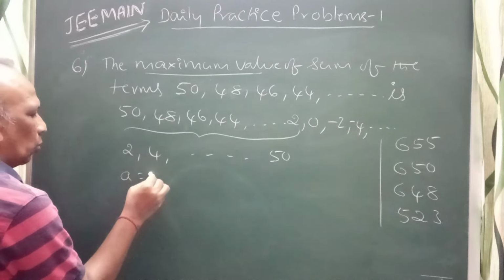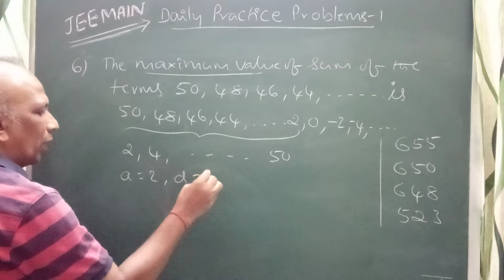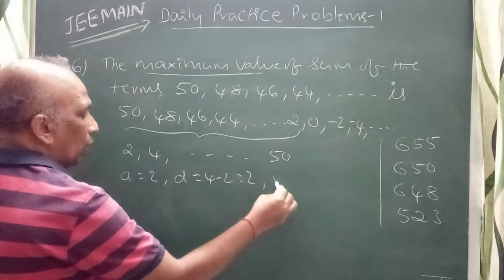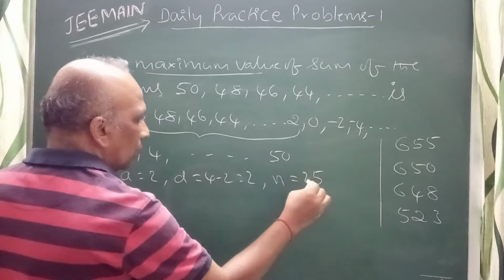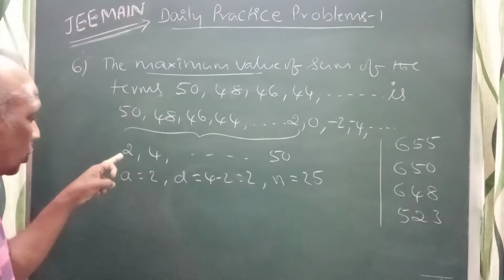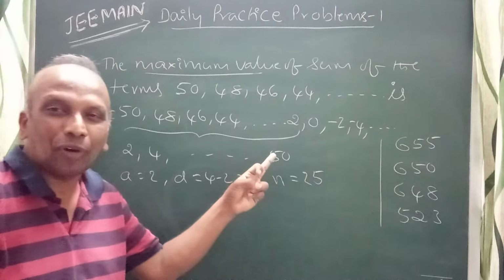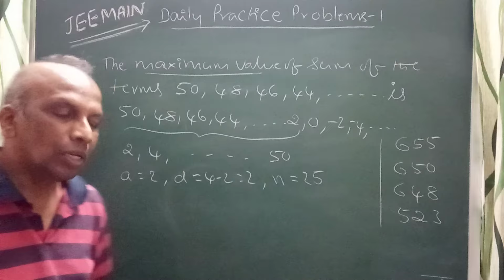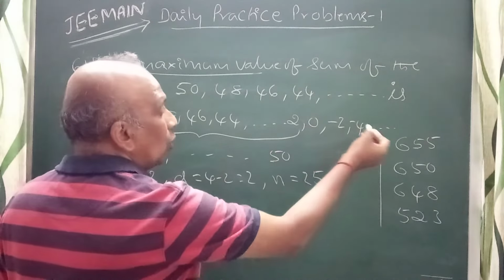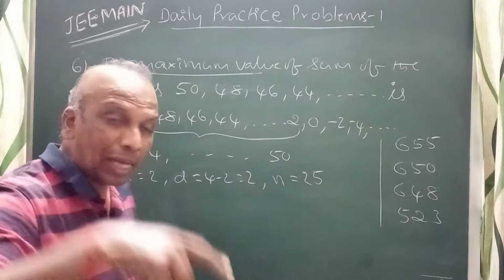a is equal to 2. The common difference is 4 − 2, which is 2. The number of terms is 25, right? It's clear, 25, because this is 2 into 1, 2 into 2, up to 2 into 25. 25 numbers are there. We need the sum of 25 terms. After that the value will be less. They are asking for the maximum value.